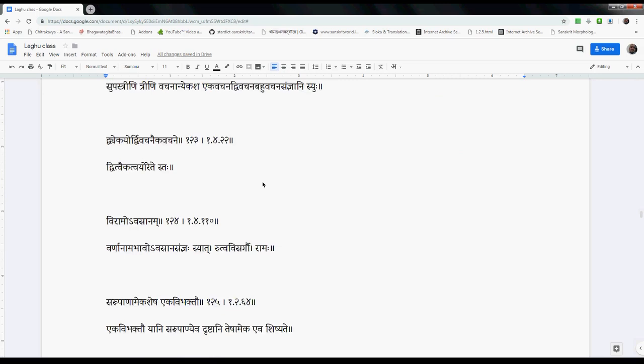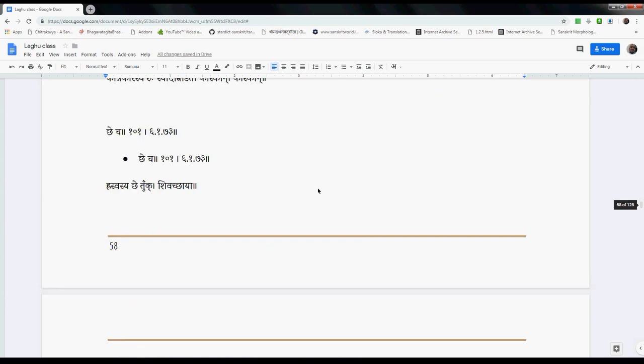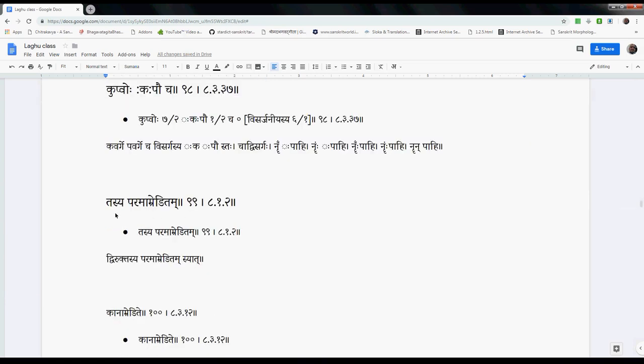So we were looking at the sutra in the HalSandhi prakarana, tasya paramamreditam. We looked at this section towards the end of the class, but I went through it a little faster. Tasya paramamreditam. Just a second, I lost the page in the book. Yeah, tasya param amreditam. What does it say? What is the anuvritti first?